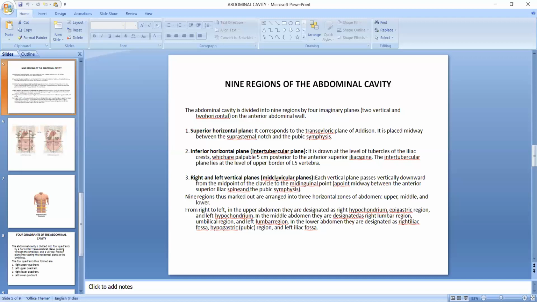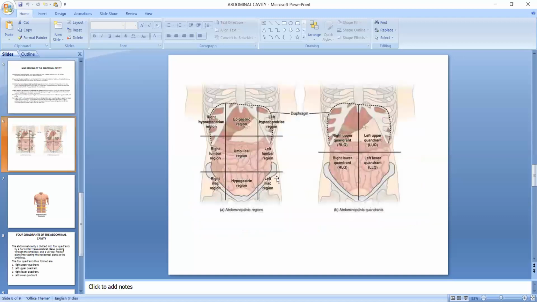From right to left in the upper abdomen, they are designated as right hypochondrium, epigastrium, and left hypochondrium. In the middle abdomen, they are designated right lumbar region, umbilical region, left lumbar region. And in the lower abdomen, the right iliac fossa, hypogastric region, and left iliac fossa. So we can see here these are the nine regions of the abdomen.